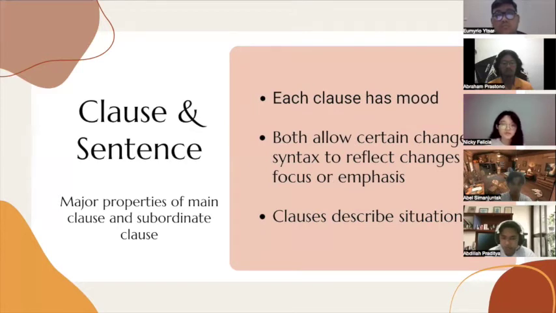Each clause has mood. That has to do with two sets of distinction. The first one, the distinction between making statements. The example is Wickham eloped with Lydia. Asking a question, did Wickham elope with Lydia? And then the last one is issuing commands. The example is elope with Lydia.